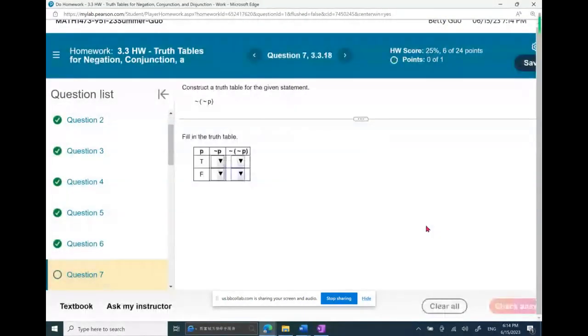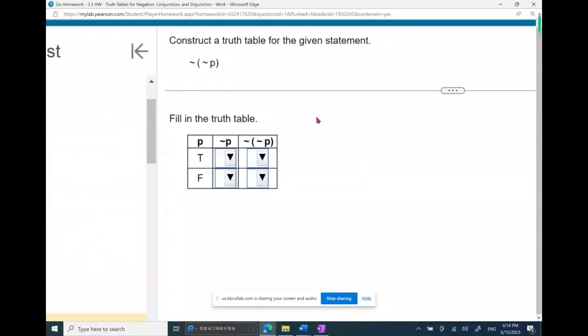Number 7. Construct a truth table for the given statement. This is a truth table. Our target statement is the given compound statement, not P, the negation of P. So we have to see what the values for not P are as well. Remember, not P and P have opposite values. So when P is T, now P is false. When P is false, now P is true.